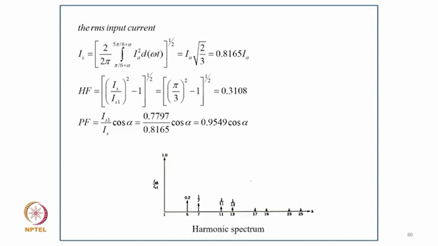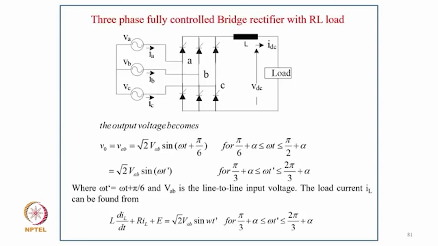And the harmonic factor of THD equals [(Is/Is1)² minus 1] to the power half, and that is equal to [(π/3)² minus 1] to the power half, equal to 0.3108, and the power factor is Is1/Is cos α, and becomes 0.954 cos α. You can see in the harmonic spectrum that the harmonics present in the line current are the 5th and 7th, the 5th is 1/5 and the 7th is 1/7, and similarly 11 and 13 also.